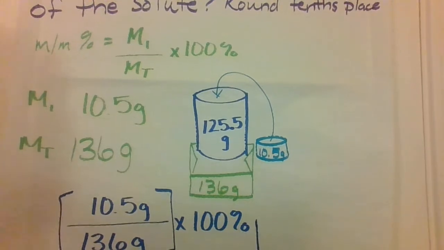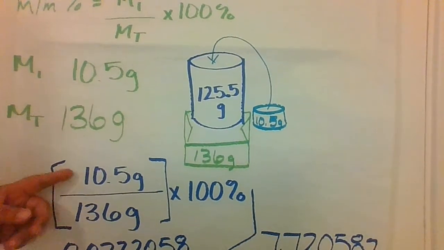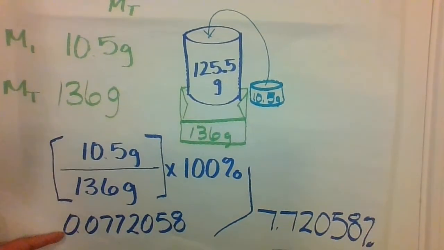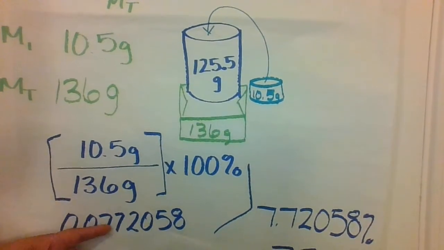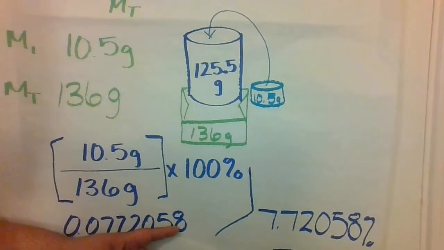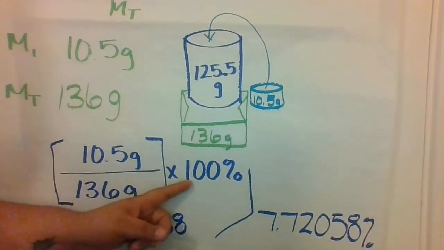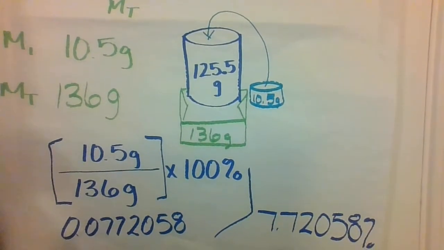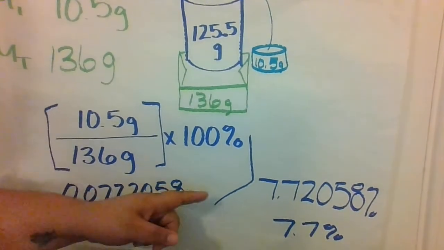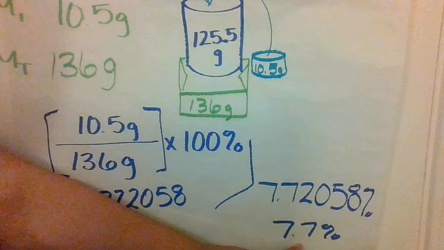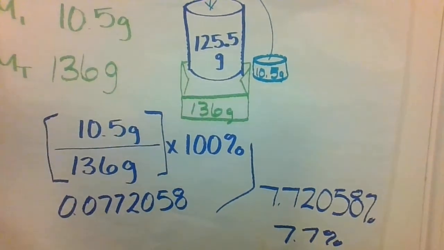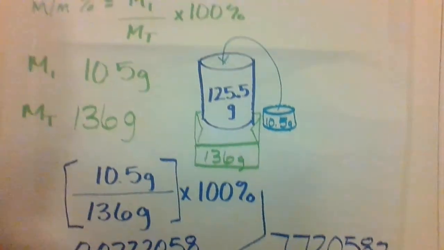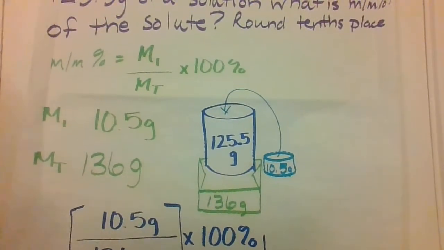Now we're going to look down at the worked out problem. We have 10.5 grams divided by 136, which gives us this lovely 0.0772058. And we remember to multiply that by 100. The problem did ask us to round to the nearest tenth place, so my final answer ends up being 7.7% for this mass percent problem.